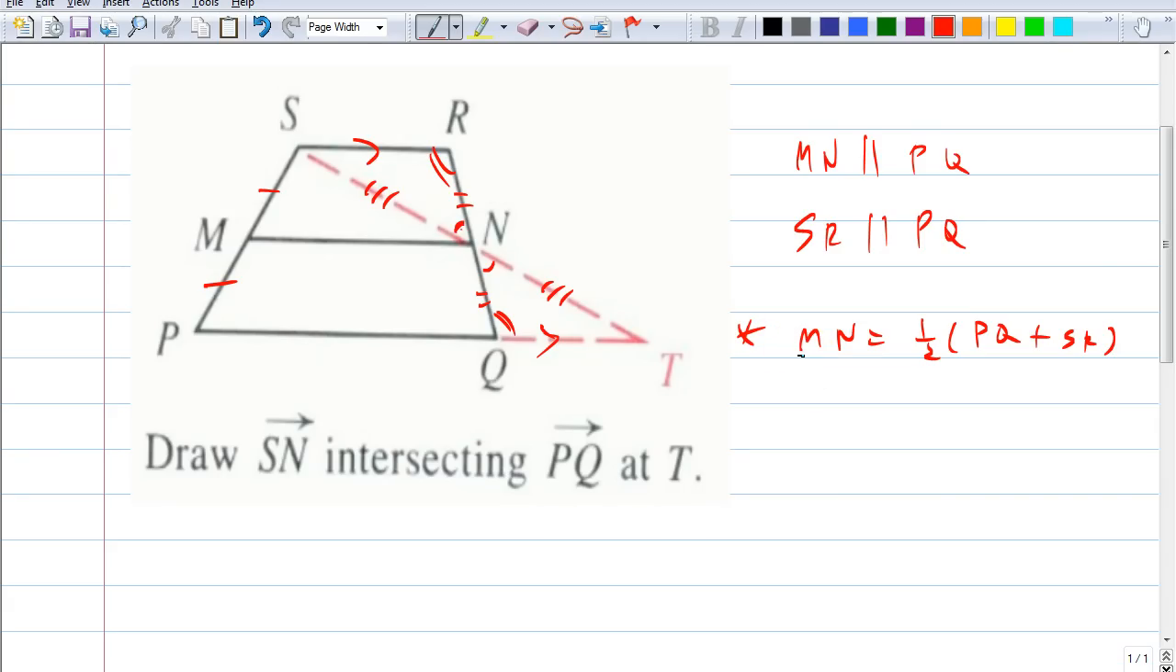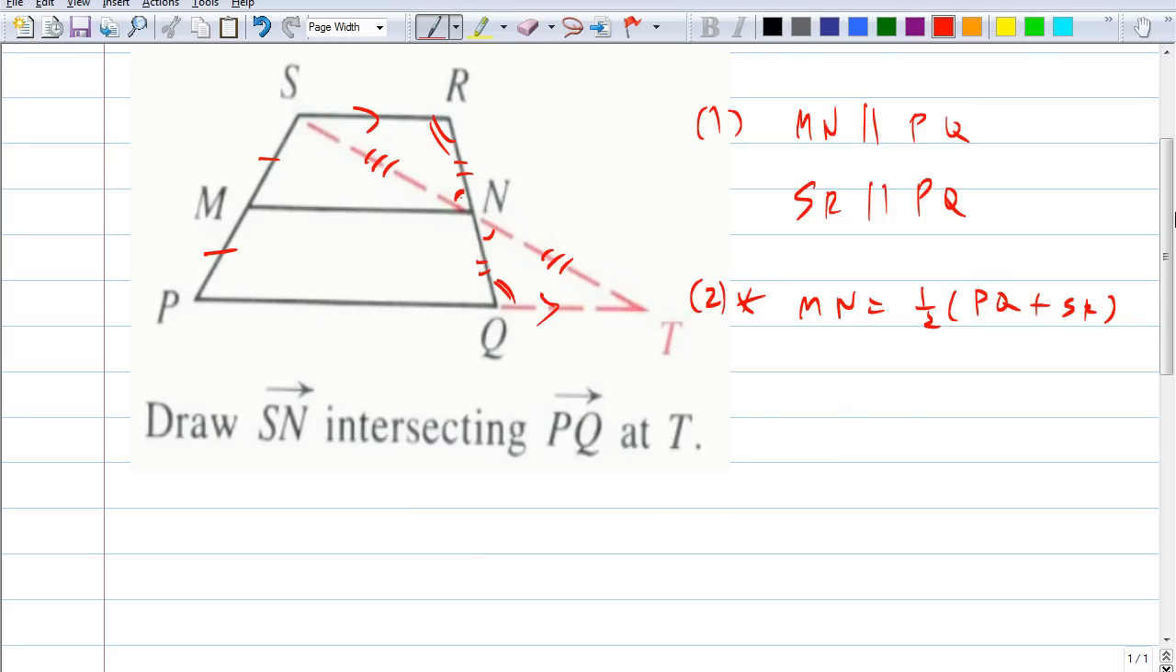Two people see it? So we were done with part 1, right? So that's great. Part 2, how are we going to show part 2? Okay, I want you to think as a group. Go ahead, I'll wait. Alright, so who thinks they know how to show that MN is half of PQ plus SR?